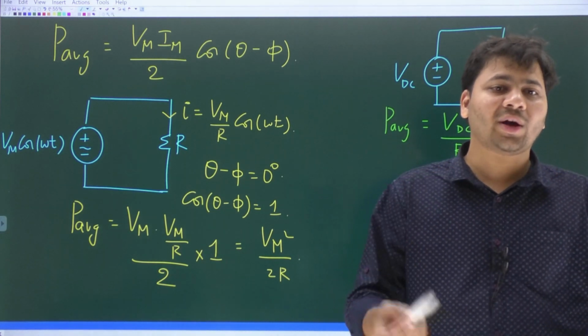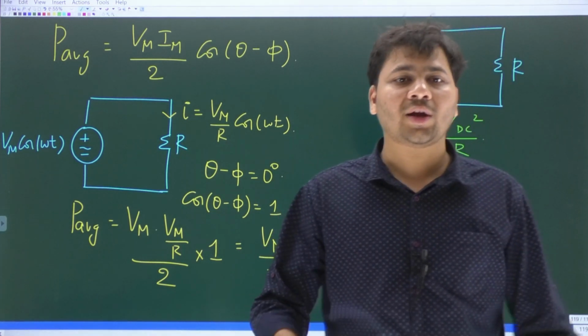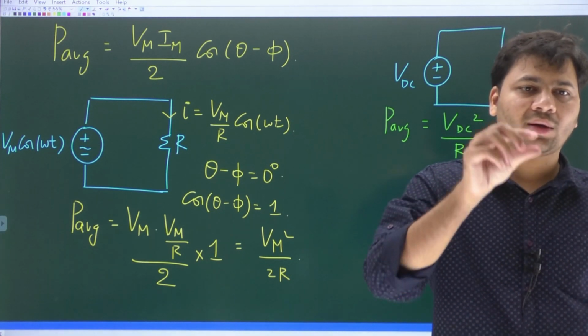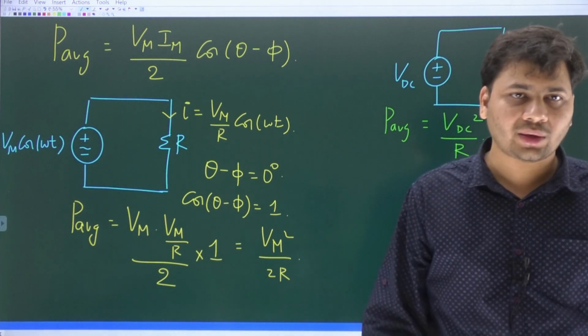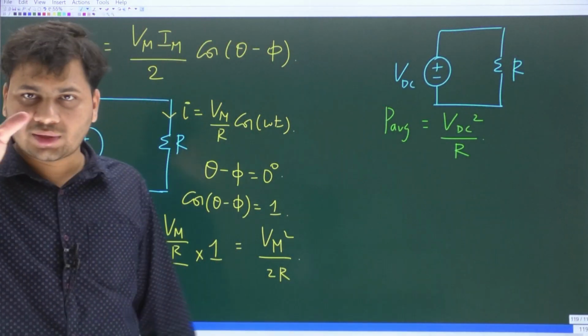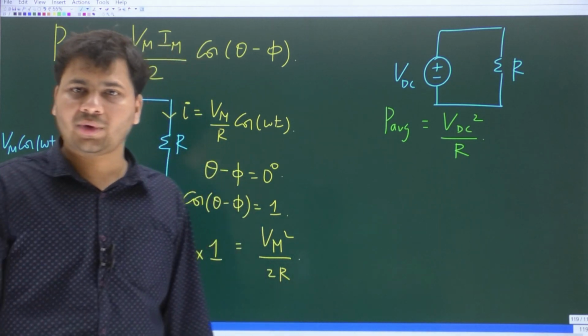And that will be dissipated in the form of heat. Because the energy is dissipated in the form of heat, after some time the resistor will become hot. So there is some heating of the resistor.